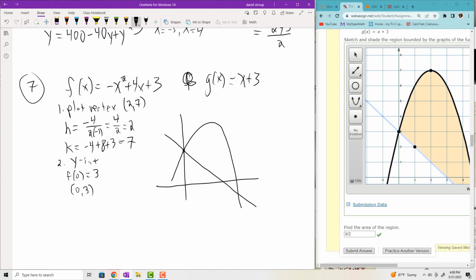I'm going to need these 2 intersection points. It's oriented with vertical rectangles, so my running person is over here. I like to call him the Riemann person. Okay, so you collect up your rectangles. I need to figure out where the person is running from, right? Where the rectangles live. So I need to set these 2 equations equal to each other.